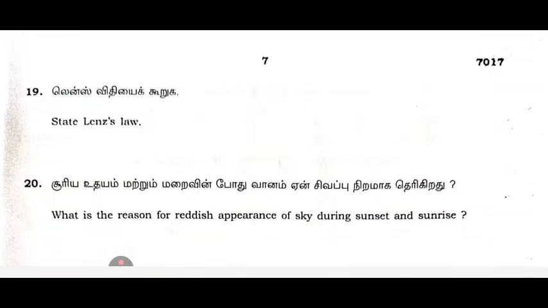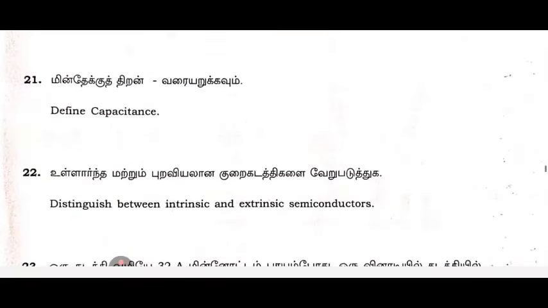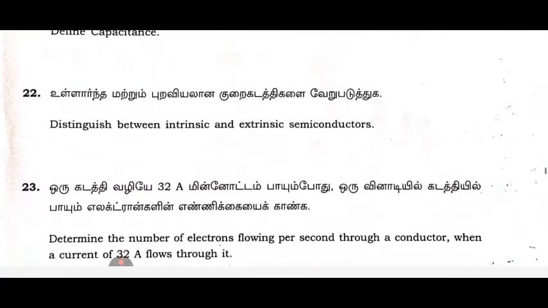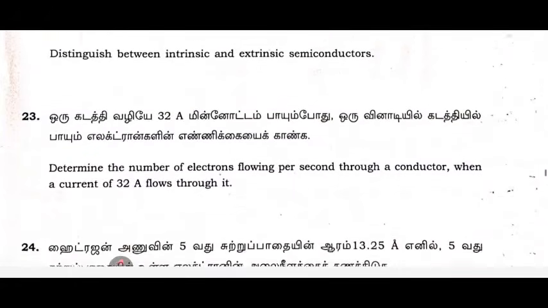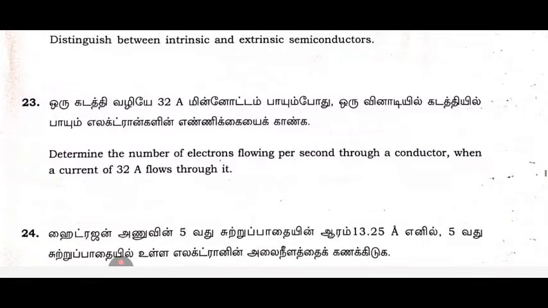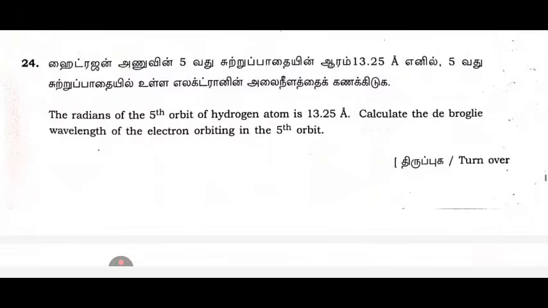20, what is the reason for the reddish appearance of the sky during sunset and sunrise? 21, define capacitance. 22, distinguish between intrinsic and extrinsic semiconductors. 23, determine the number of electrons flowing per second through a conductor when a current of 32 ampere flows through it. 24, the radius of the fifth orbit of a hydrogen atom is 13.2 Å. Calculate the de Broglie wavelength of the electron orbiting in the fifth orbit.